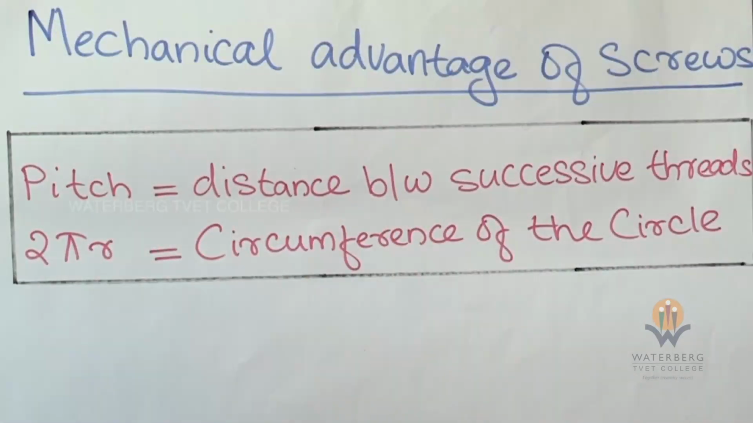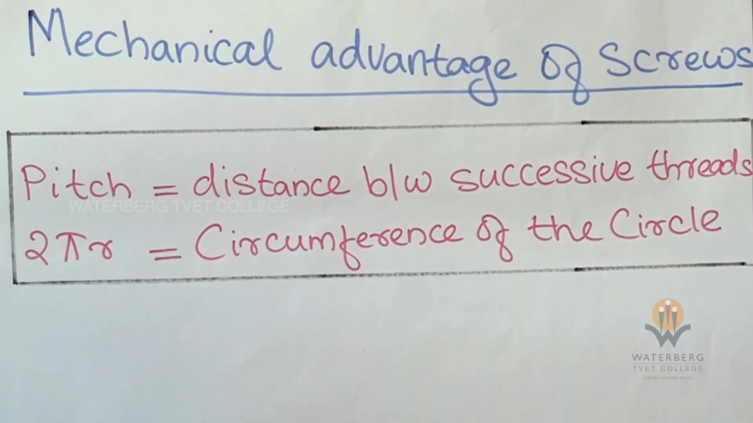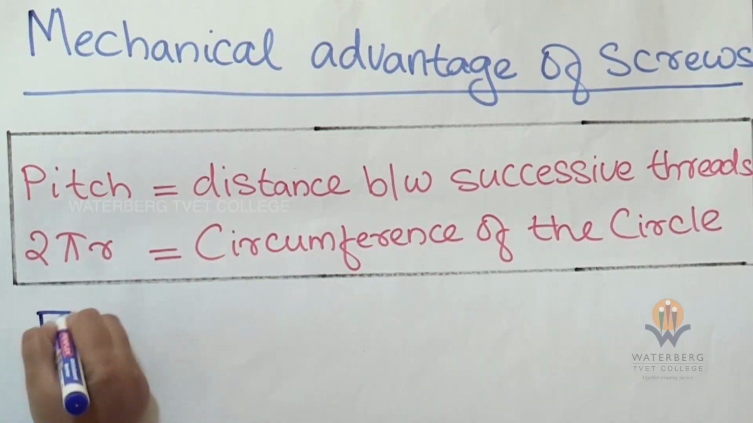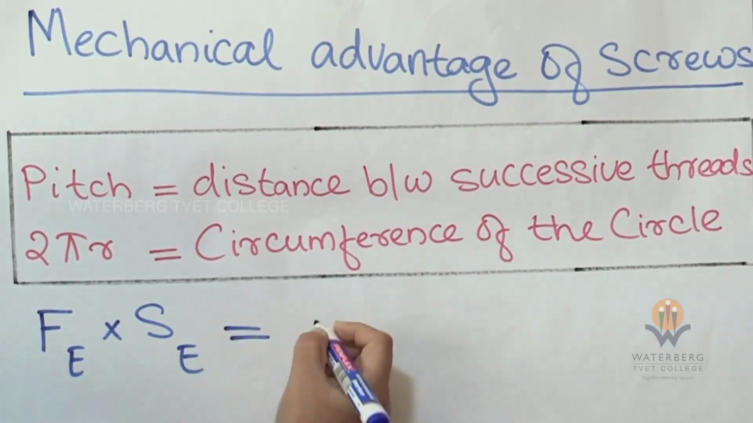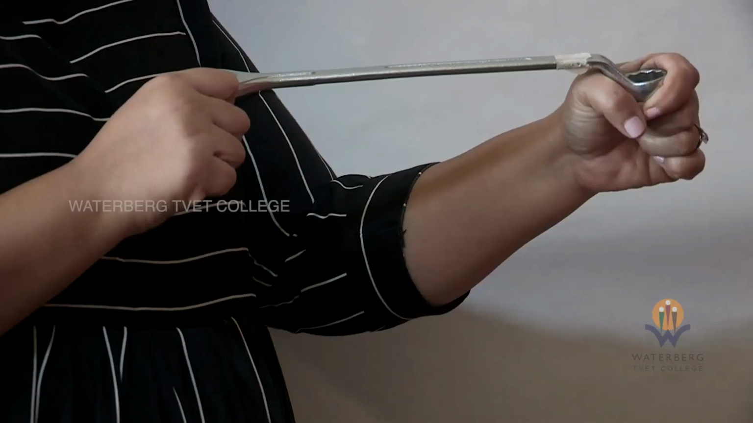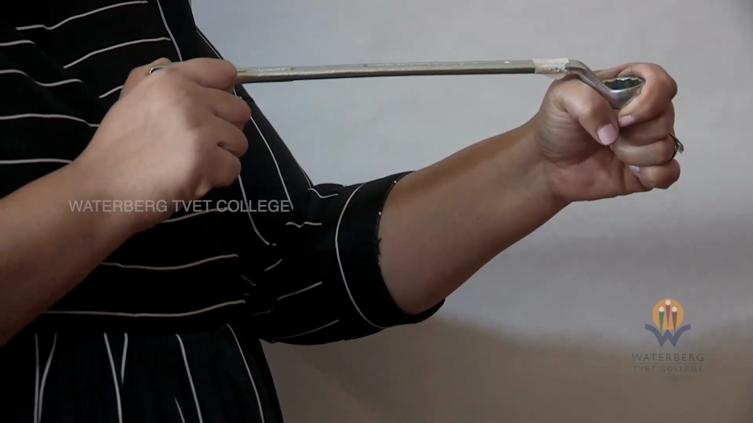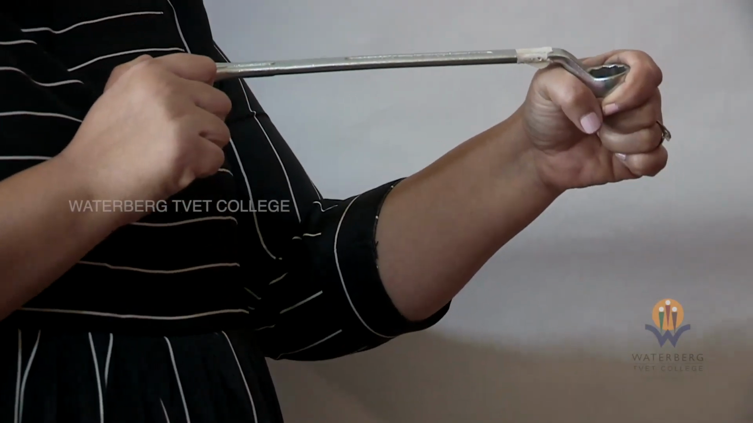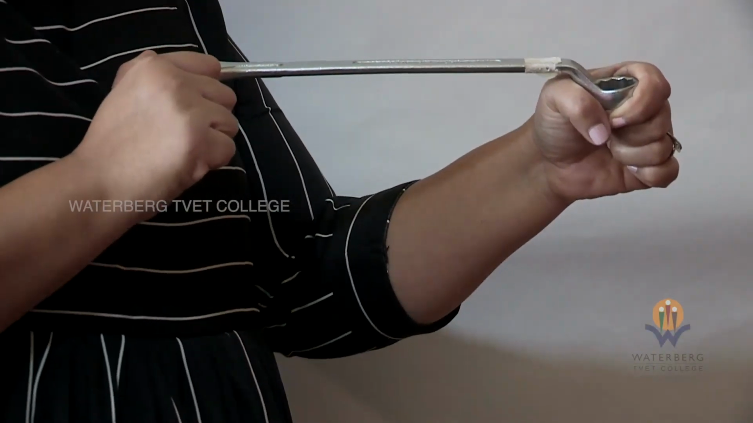For the mechanical advantage of a screw, we can use the law of simple machines for the screw also. In the law of simple machines, we know that work input equals work output, and input is Fe times Se equals Fr times Sr. Let's use a spanner to understand what a pitch is, and later we will see the circumference, which we are going to use as the effort distance.